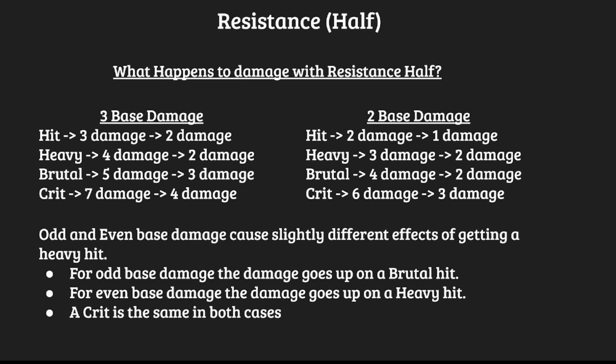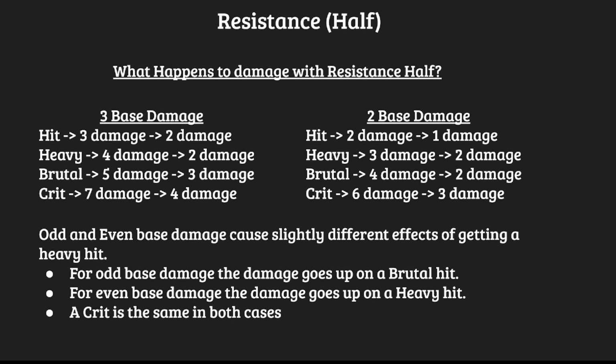So what's weird here? Well, what's weird is that odd and even base damage cause slightly different effects of getting a heavy hit, right? Or a brutal hit. Essentially, for odd base damage, the damage goes up on a brutal hit and basically every other kind of hit. So if I have a brutal hit, that means I'm succeeding by 10. It would also count when I'm succeeding by 20 or 30, etc.